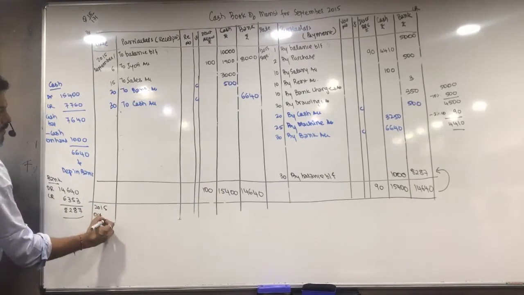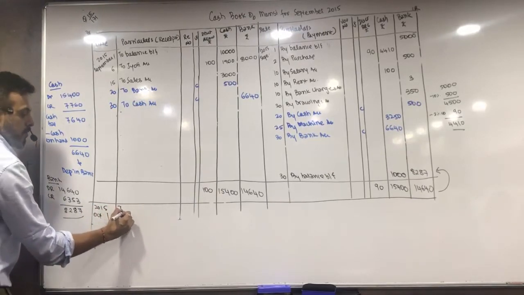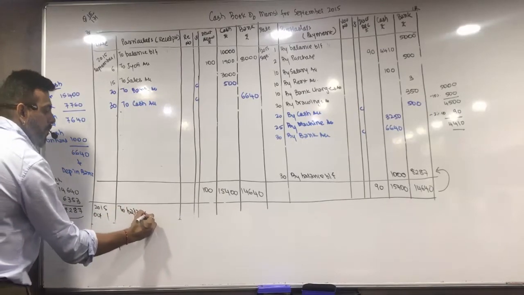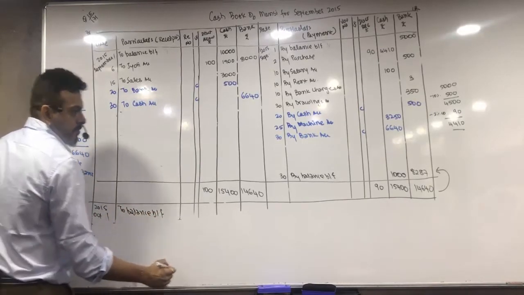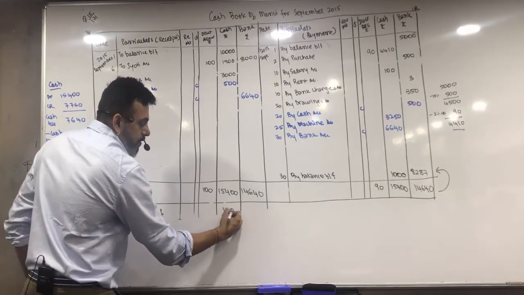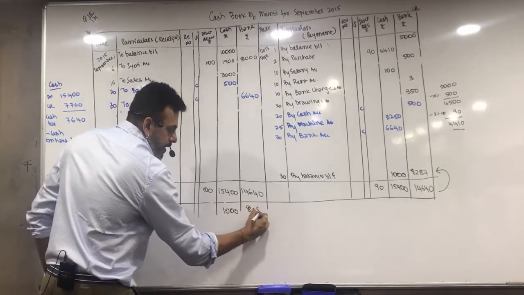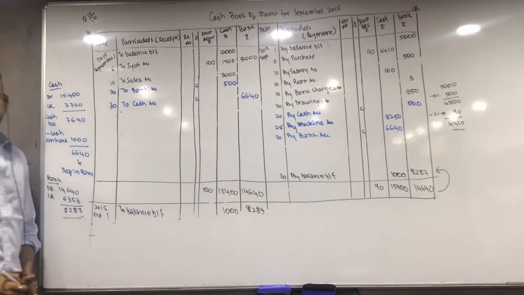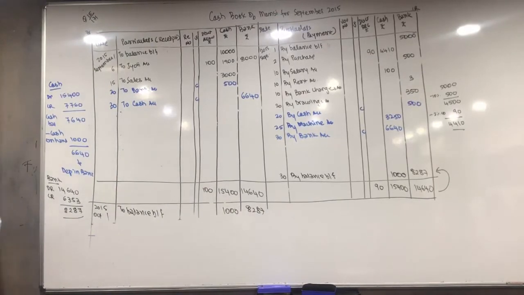2015 October 1, to balance brought forward 8,287. Extremely important, these closing adjustment sums can come in the exam.